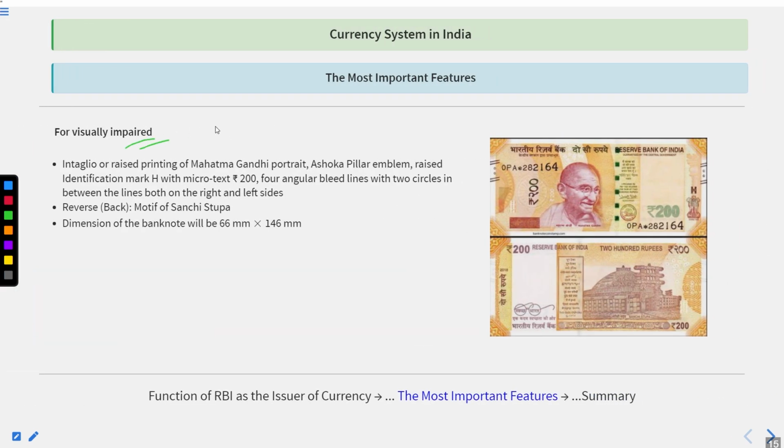For the visually impaired, intaglio or raised printing of the Mahatma Gandhi portrait, Ashoka pillar emblem, and a raised identification mark H with micro text rupees 200. Four angular bleed lines with two circles between the lines, both on the right and the left, like you can see.